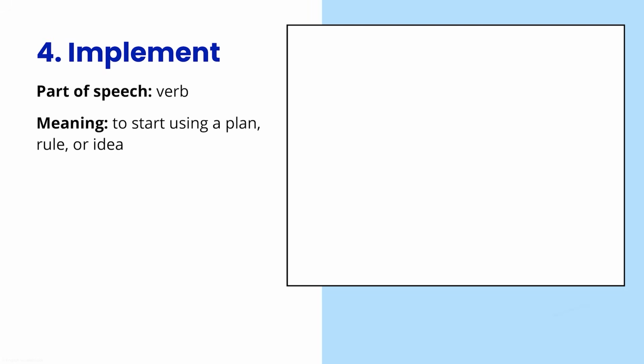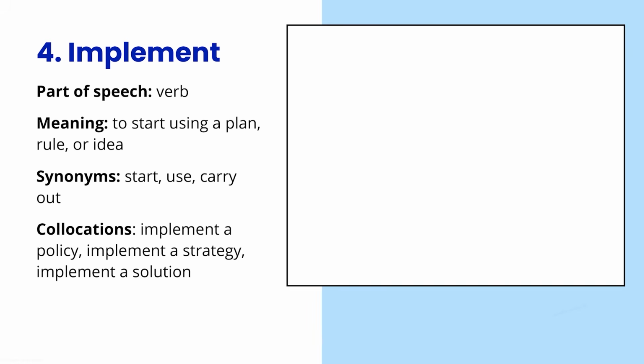All right, let's move on to number 4, which is implement. Implement is a verb, and it means to start using a plan, a rule, or an idea. Here are some synonyms: start, use, or carry out. Collocations: implement a policy. So this means to start using a policy, to put that policy into effect. Implement a strategy, same thing. Implement a solution, same thing, to start using a solution.